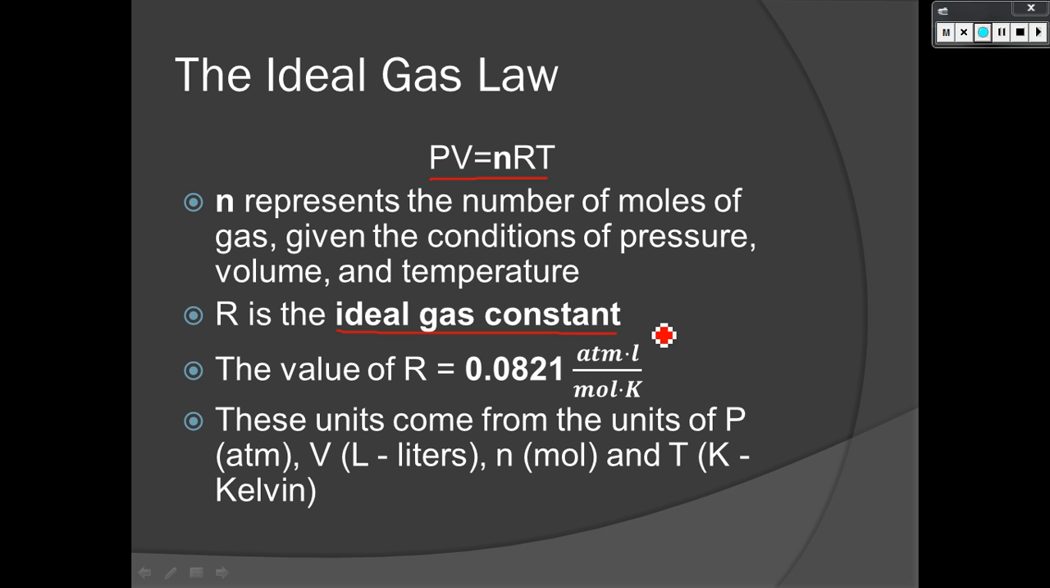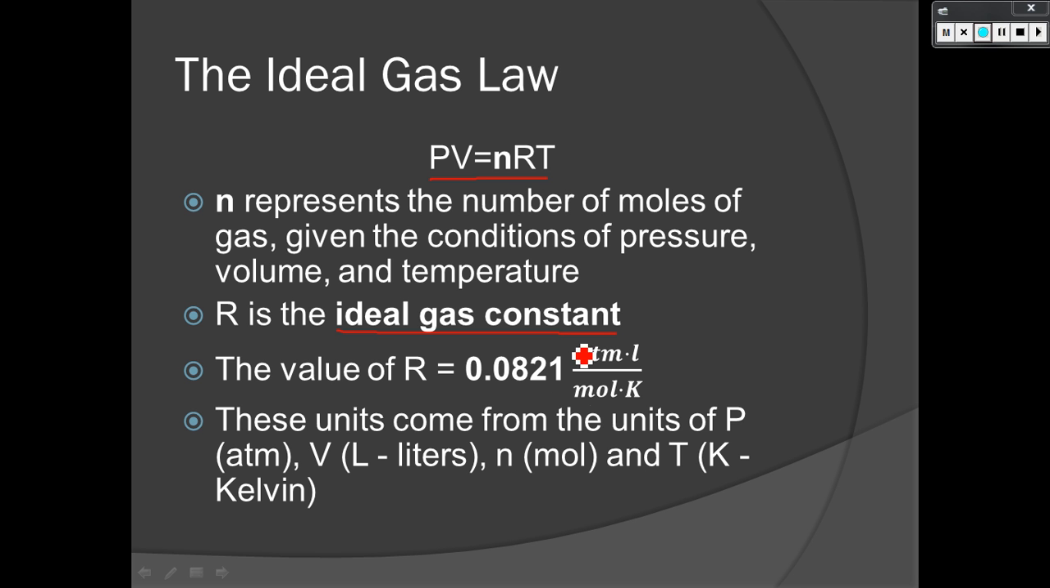Those of you who took physical science or physics know that, for example, if you have the equation for kinetic energy, you have 1/2 mv squared. The 1/2 is a constant. So the value of R is 0.0821 atmospheres times liters over moles times kelvins. And notice these are the 4 units that are pressure, volume, over number of moles, Kelvin.